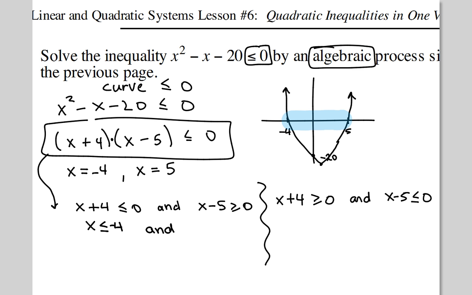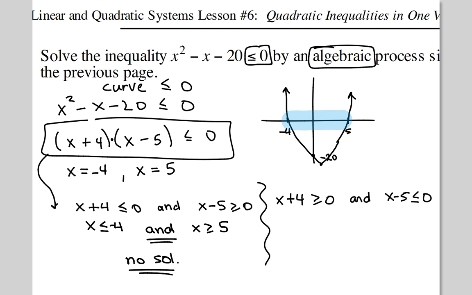And x would have to be greater or equal 5. Is that possible? Can x be less than negative 4 and be greater than 5 at the same time? At the same time, this is impossible. So no solution off that. X cannot be less than negative 4 and simultaneously be greater than or equal to 5. That's just physically impossible.